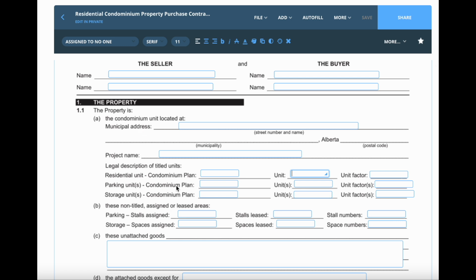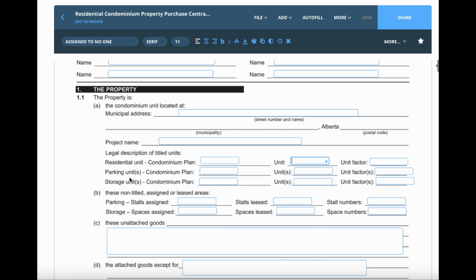Parking units, again, depending if the unit is coming with a parking stall or not. If it's titled, we have to put it here, and the unit number and the unit factor. Same with the storage unit. If we have a titled storage unit, it's yours. If it's assigned or leased, we mention it here.